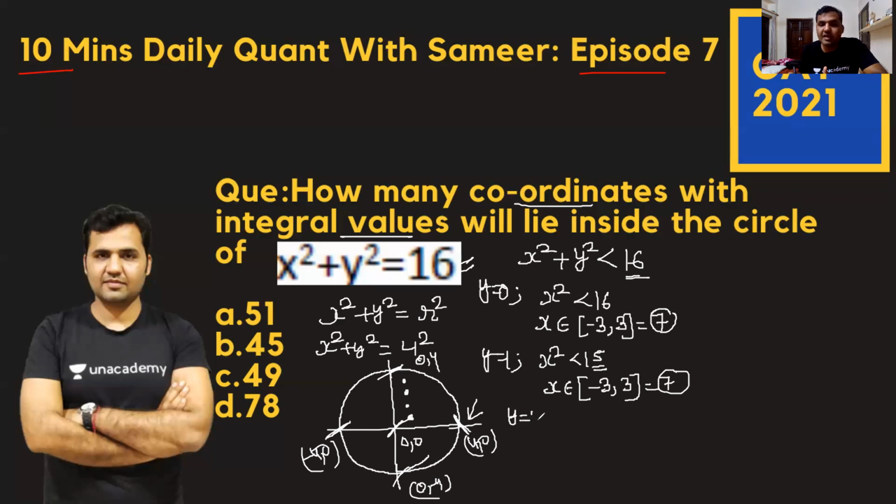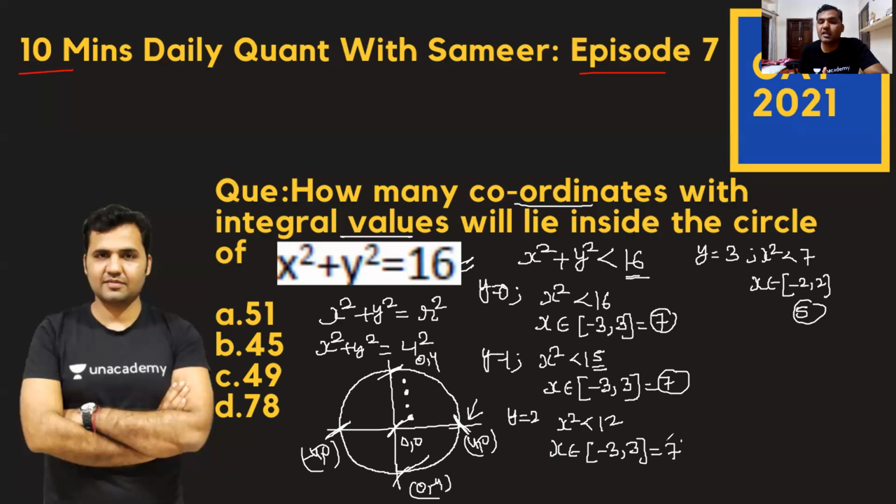If I put y as 2, x square would be less than 12. Here in this case, x belongs to again minus 3 to 3. So again 7 points. If I put y as 3, in this case, x square would be less than 7. Now x will belong to minus 2 to 2: minus 2, minus 1, 0, 1, 2. So I'll get 5 points, right? For all of these 5 points, x square would be less than 7.